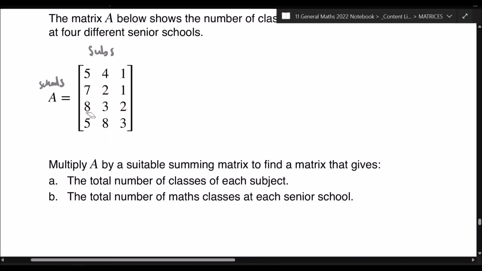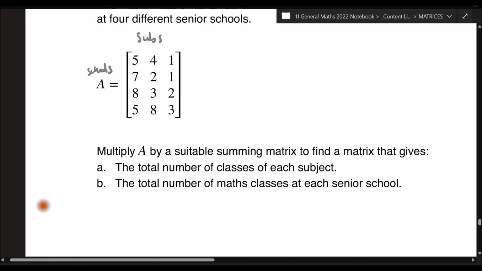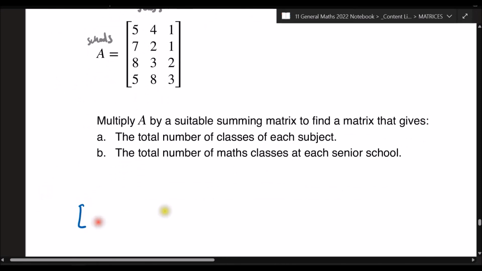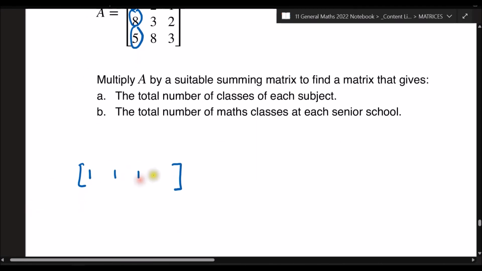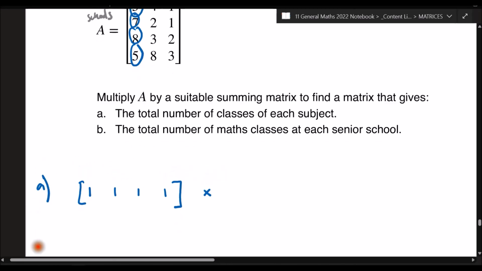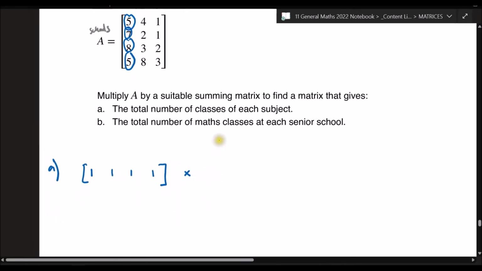Okay, so if I want to add all of the columns, what am I going to use? A row matrix of some sort. So let's put that in. My row matrix. If I want to add these 4 numbers, how many elements do I need in my row matrix? 4 elements that go in a row. 1, 2, 3, 4. Multiplied by, so this is question 8, that matrix there: 5, 7, 8, 5, 4, 2, 3, 8, 1, 1, 2, 3.